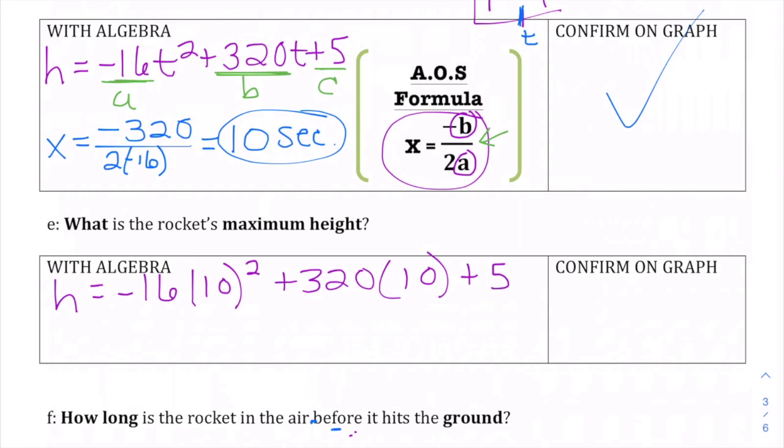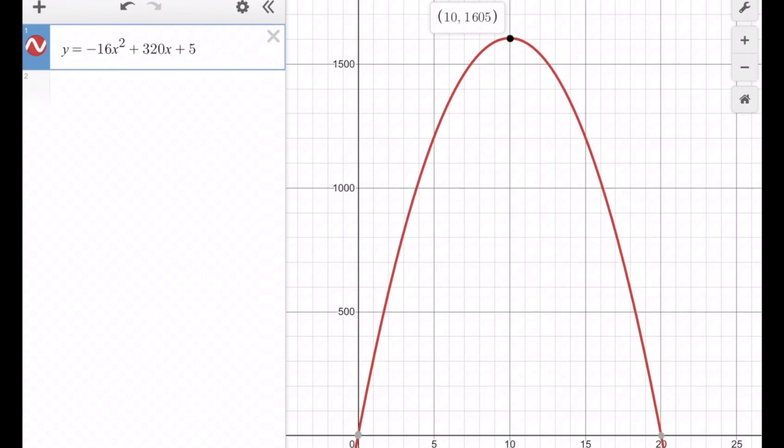And I'm going to enter this into a scientific calculator or Google, and it gave me 1,605, and that's going to be in feet because we calculated a height. When we look at the graph, we see that y value is 1605, so that confirms our answer.